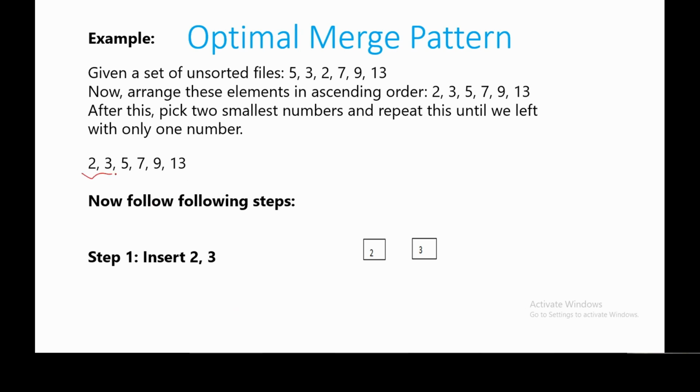So merge 2 and 3. You can see here 2 and 3 are denoted by squares, and after the merging process, we will represent the result in the form of a circle, meaning the value will be 2 plus 3, 5. As it is sorted, after this process these will be deleted from here, so we'll get the list like this: 5, 7, 9, and 13.